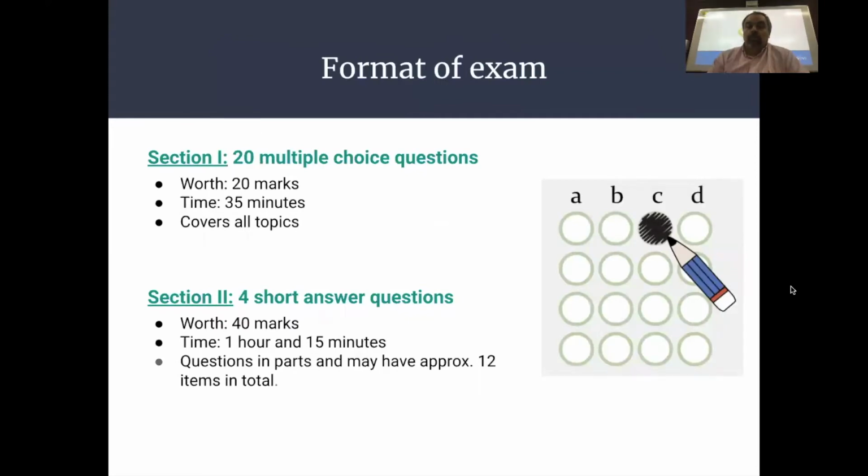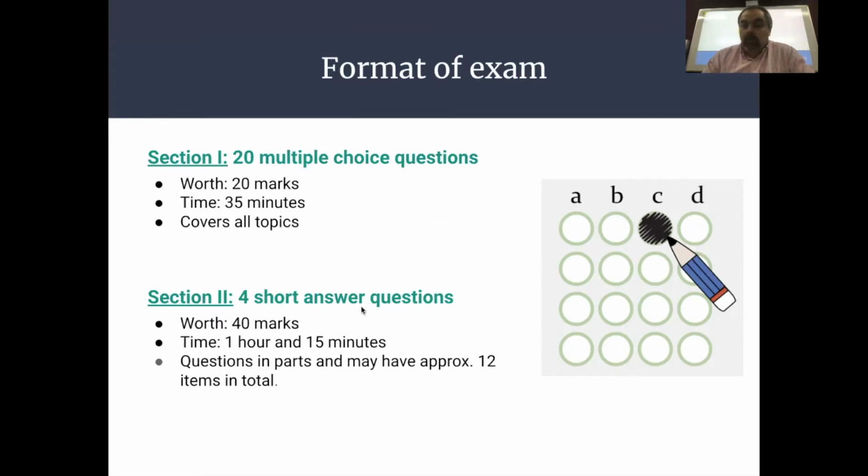Okay, so let's move on to the format of the exam. And again, this is probably just revision, just so that we know. So the multiple choice section, there's 20 multiple choice questions worth 20 marks. The timing that I've got here is 35 minutes. Now, from past experience, students would tend to do the multiple choice questions much quicker than that and allocate that leftover time to other parts of the exam. But just be conscious that mathematical timing there, the 35 minutes, is only based on the marks and the weighting value. Multiple choice covers all topics.